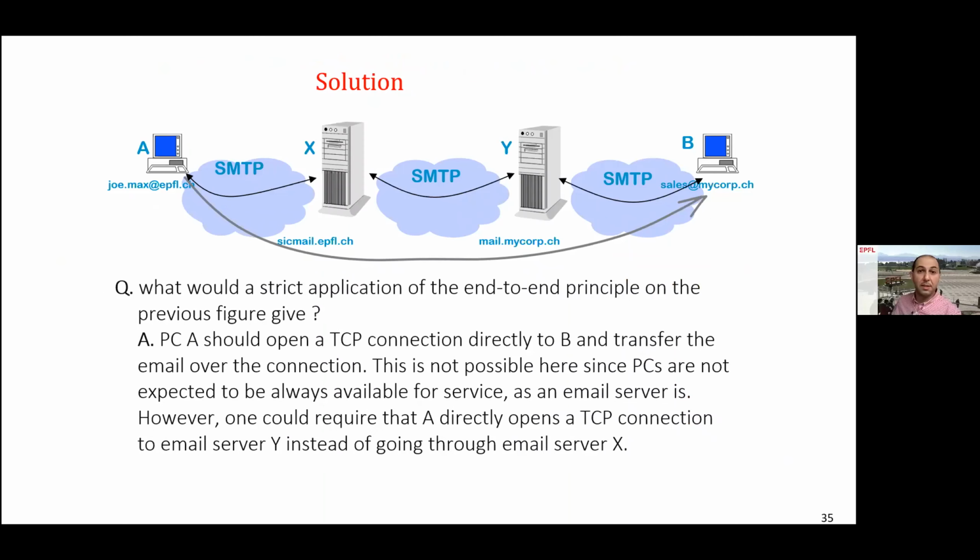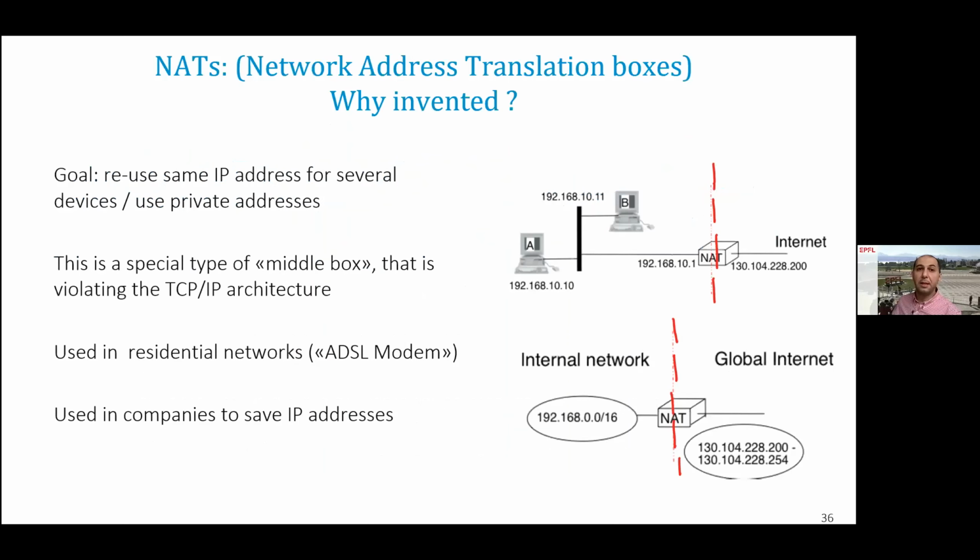Okay, so this is one example of violating the end-to-end principle for good reason. Now we have another example of violating the end-to-end principle, again for good reasons. Actually, it is the network address translation boxes. If IPv4 is still surviving till now, it is thanks to the NATs.